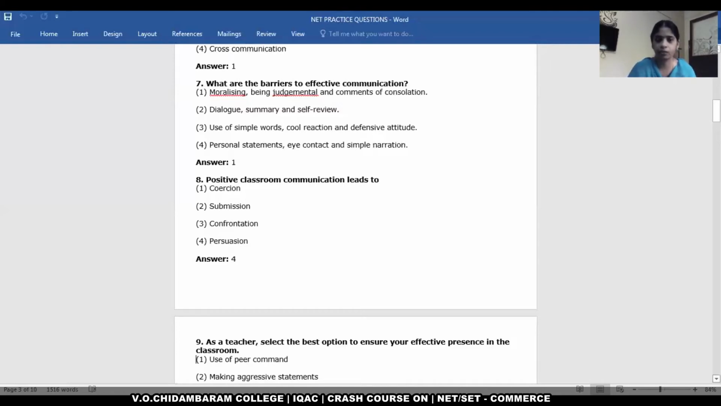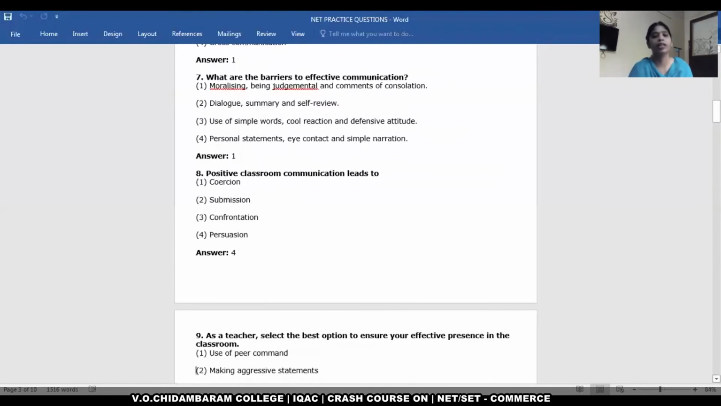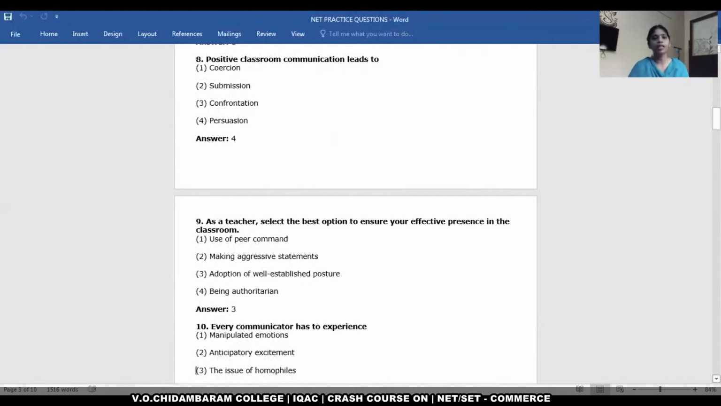Now tell me the right option. Yes, of course, it is persuasion. So positive classroom communication. If we want to change a student's attitude towards positivity, of course, classroom communication helps a lot. So persuasion is the right answer. Now the next question. As a teacher, select the best option to ensure your effective presence in the classroom. So as a teacher, which option will I select to make sure of my effective presence? Use a peer command. Should I go on commanding the students?